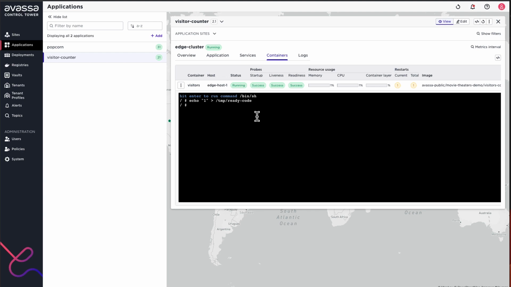This is just a way for me to create an error code on the readiness probe. So now the readiness probe will say that there is bad feedback on the readiness probe. You can see that we have a failure on the readiness probe on that container.